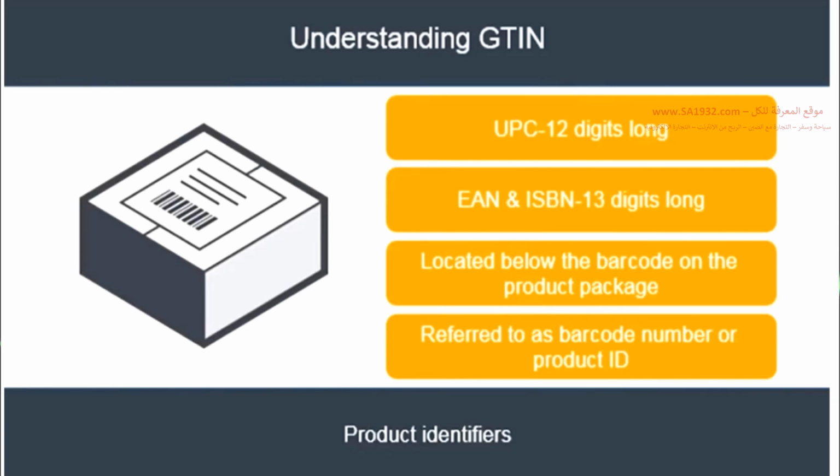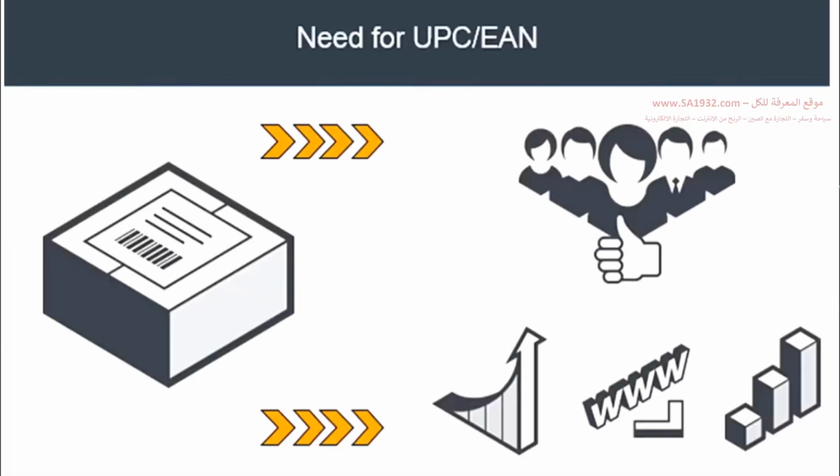GTINs are product identifiers which are 12 or 13 digits long and are located below the barcode on the product package. They are commonly referred to as barcode number or product ID and are required to ensure a high-quality shopping experience, while at the same time making it easier for other sellers to make subsequent data contributions to product pages.